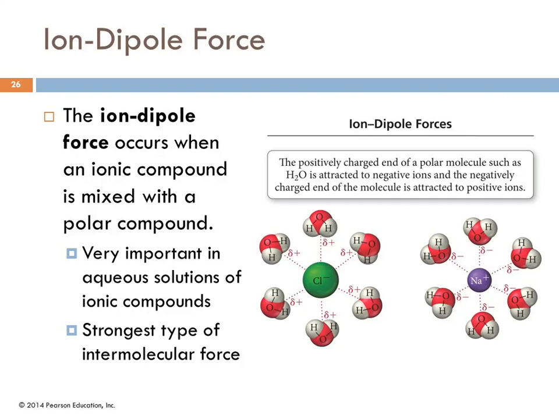So this is what happens when sodium chloride dissolves in water. The sodium ion has a positive charge, and all the negative ends of water molecules are attracted to it. Chloride has a negative charge, and the positive ends of the water are attracted to it. So water is kind of like this two-faced molecule. It can be friendly with the negatives, and it can also be friendly with the positives.